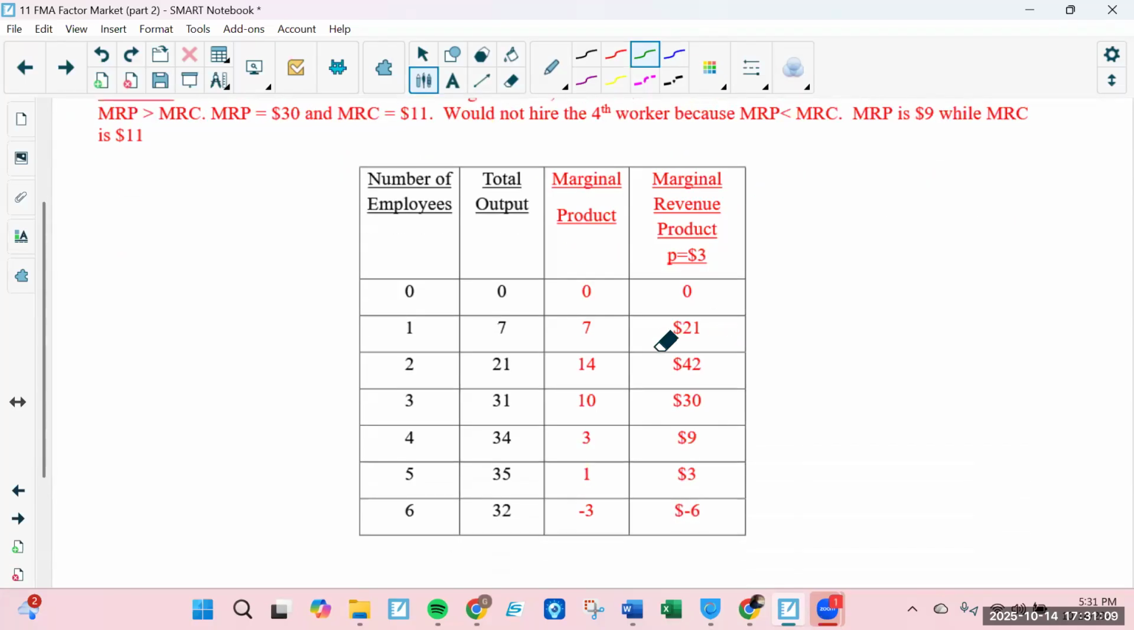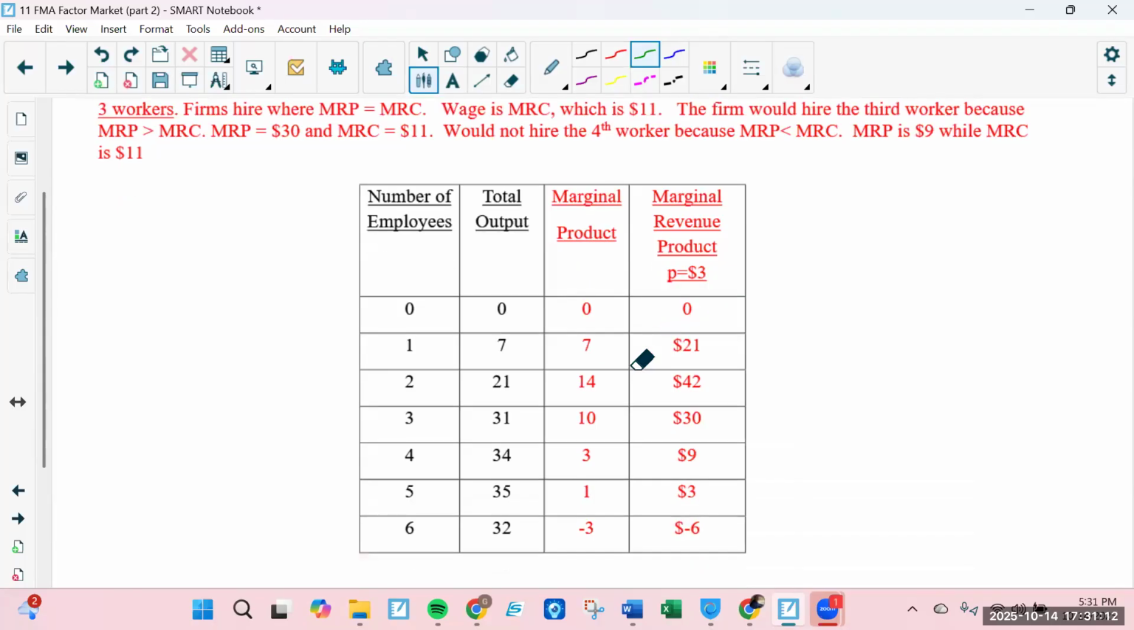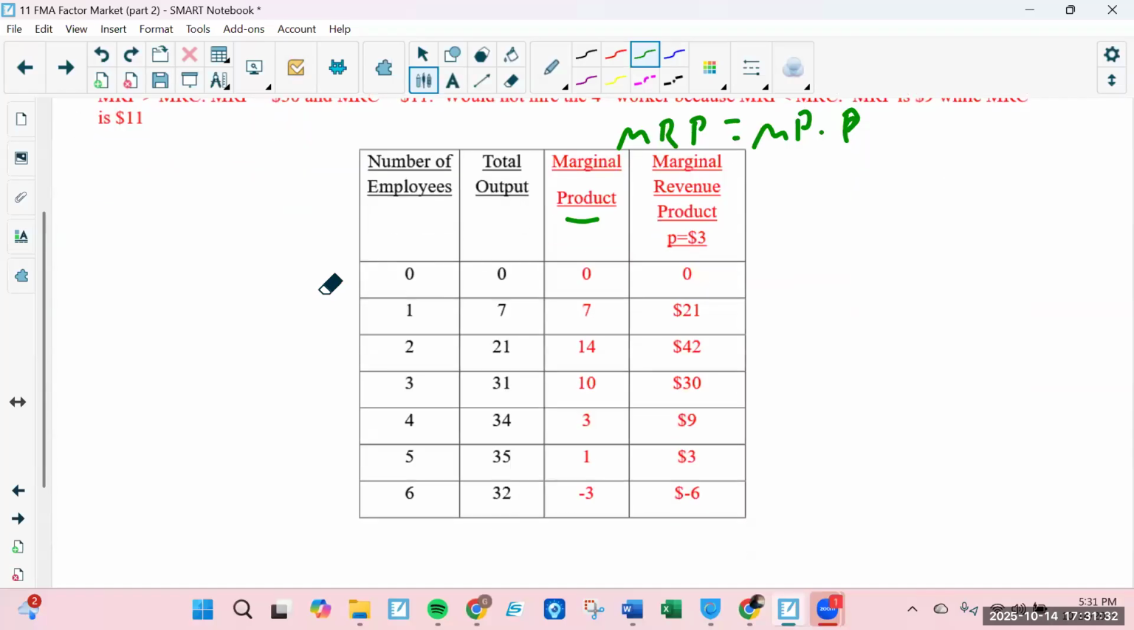How do we do that? This is perfect competition. So marginal revenue product is marginal product times price. The marginal product is here. So it's just 7 times, what's the price of the product? I forgot. 3? 7 times 3. I could have done the math. 7 times 3 is equal to 21. 14 times 3 is 42. 10 times 3 is 30, and so on and so forth.